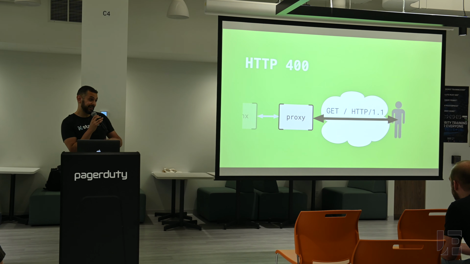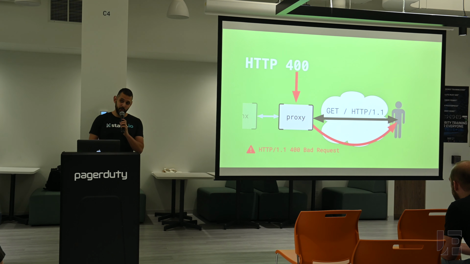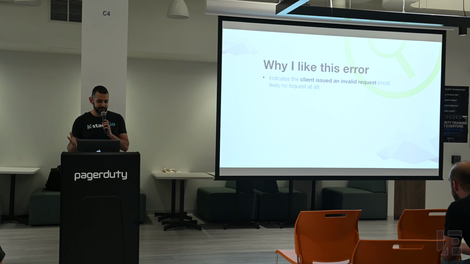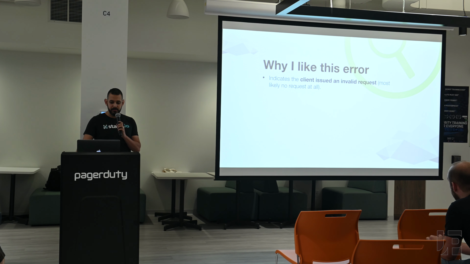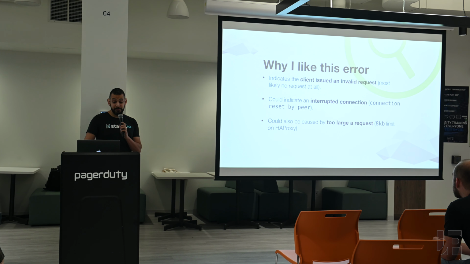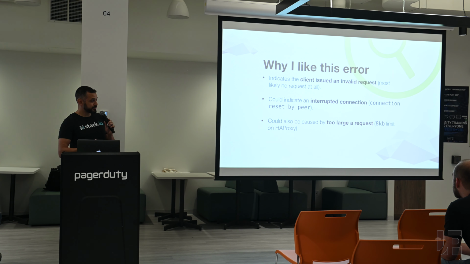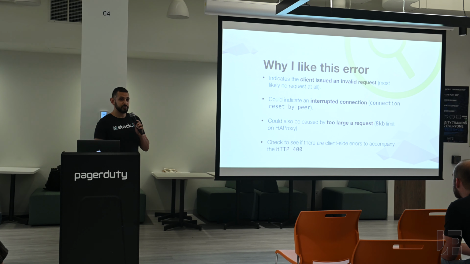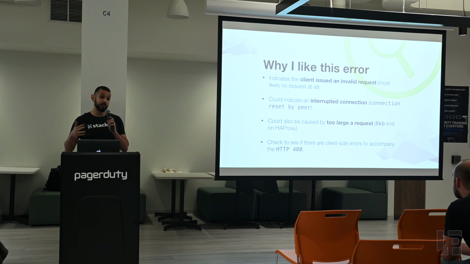You have your 400 series, like a 400, where the client is trying to send a request and you get a 400 bad request thrown by the proxy. I like this because it usually indicates that the client sent an invalid request, usually an empty request. It could indicate an interrupted connection, so the client may report connection reset by peer while the proxy reports a 400. It could be caused by request too large, so the opposite. Instead of sending no request, you send too big of a request. I know HAProxy, for example, has an 8 kilobyte limit, which is way more than you need to send any kind of request, and you will get this error if that happens. Check the client side, usually, to see what the accompanying error is to make sense of things.